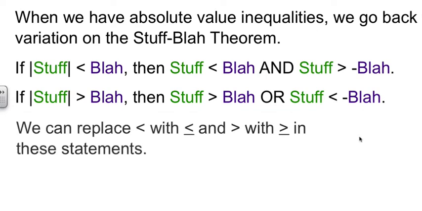And we could replace it with the or equal to versions. Less than or equal to instead of less than. Now, something to note in both cases, when you do the negative blah part of it, the sign flips from what it started as. We were less than, it turns into greater than. We were greater than, it turns into less than. Less than is always an and. Greater than is always an or when you have absolute value inequalities.